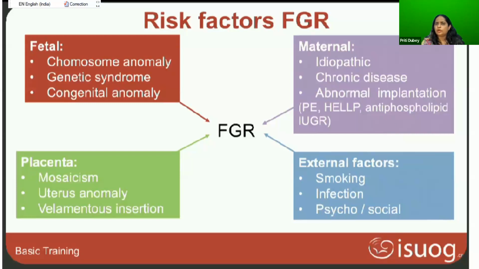The most common maternal cause which leads to FGR is idiopathic. You remember, the most common maternal cause of FGR is idiopathic and it is not the chronic disease. Yes, it is associated with chronic diseases and abnormal implantation, but the most common is idiopathic. External factors include smoking, infection, and psychosocial factors.